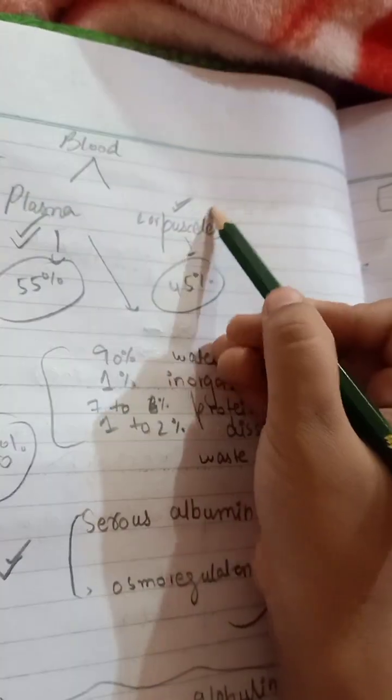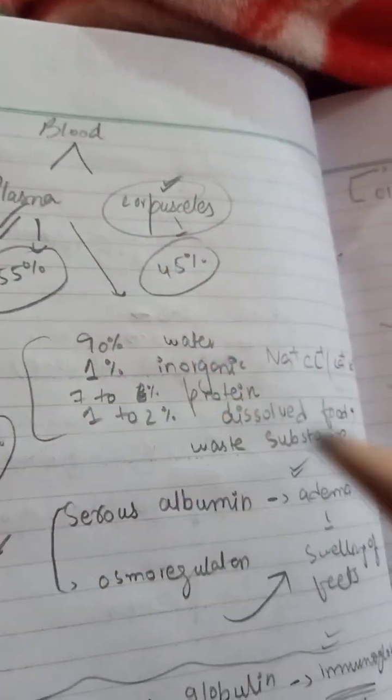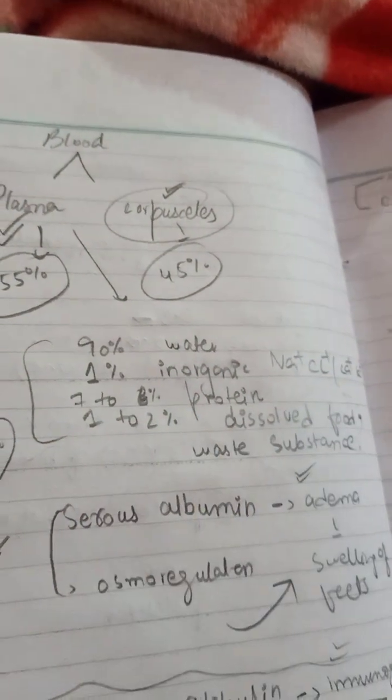In the next video we will discuss the corpuscles, in which the blood cells are included, like RBC, WBC, and platelets. We will also discuss that in detail in the next video.